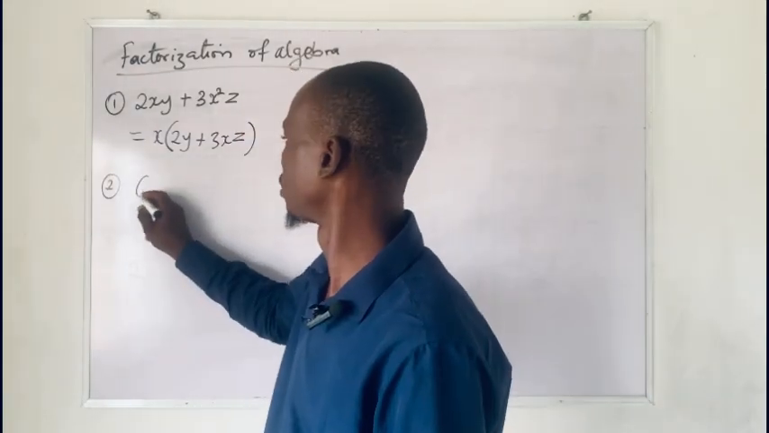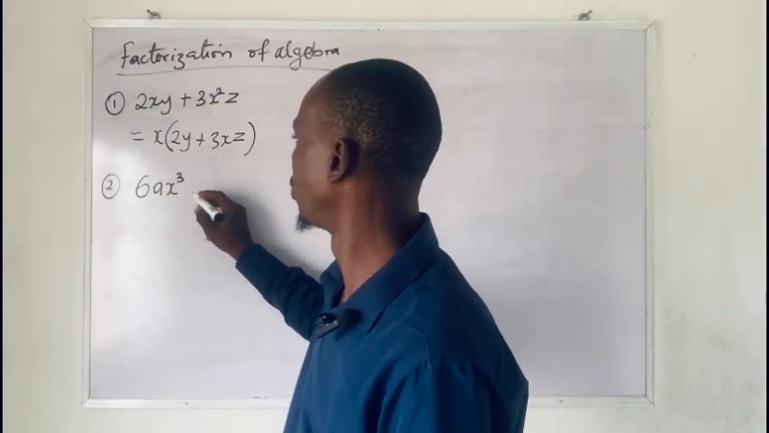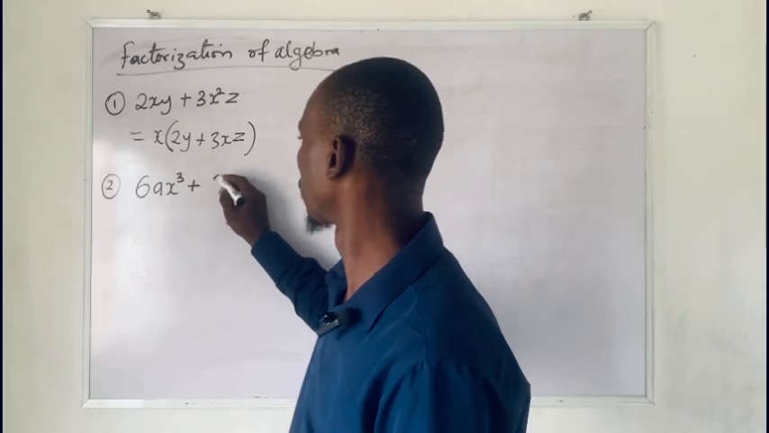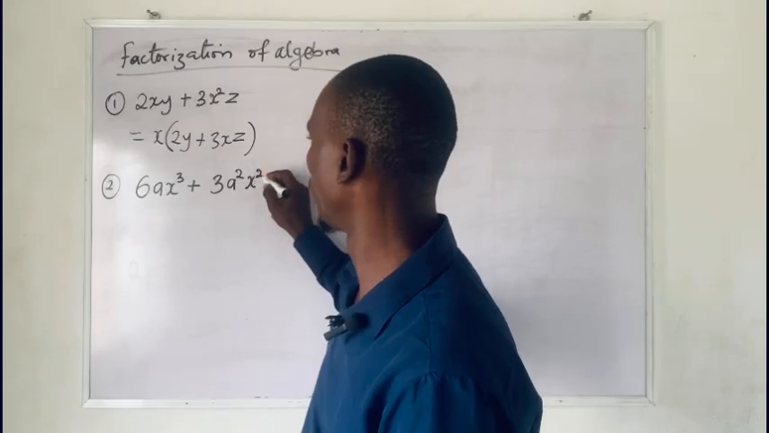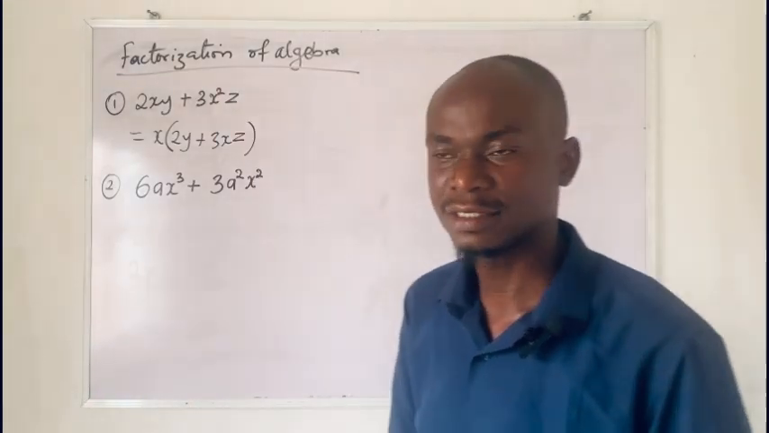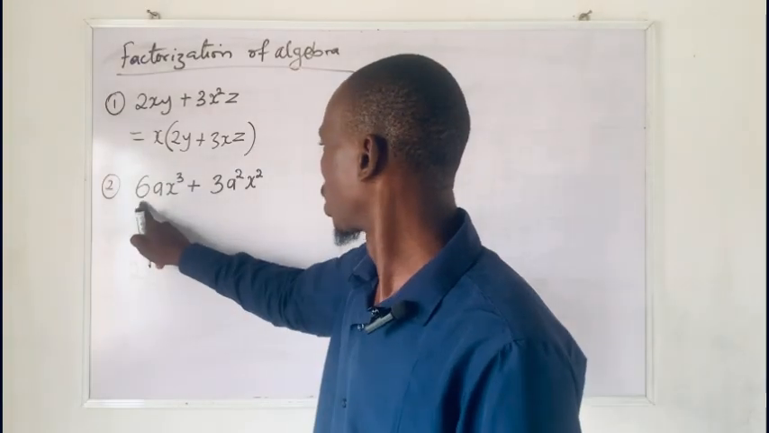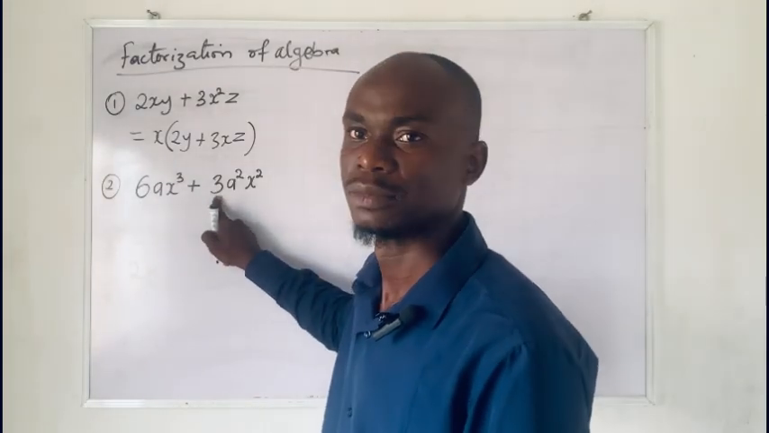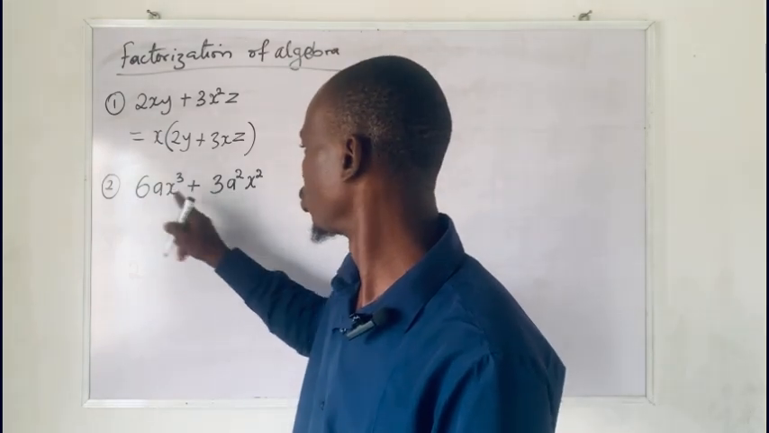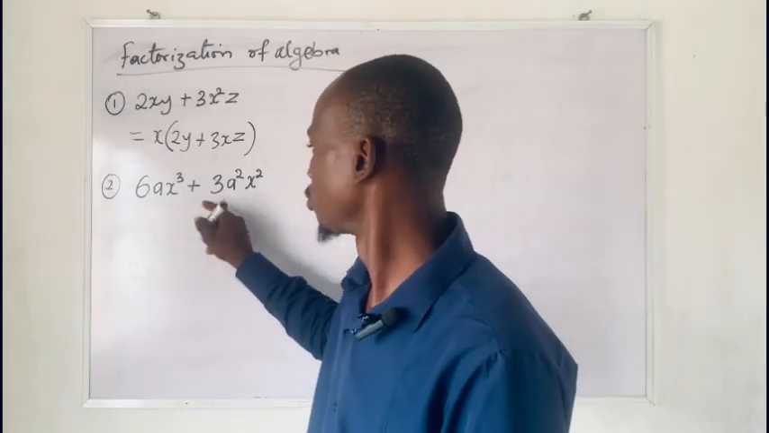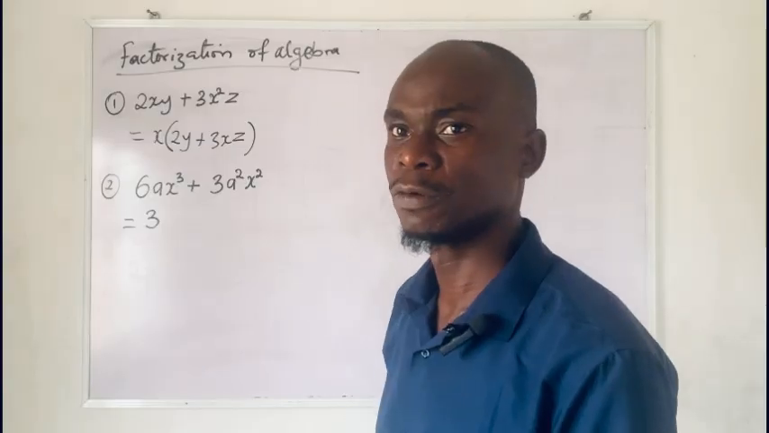So I can have 6ax cubed plus 3a squared x squared to be factorized. Okay, so we start with the number. What can divide the both of them? 3, if you check. 3 divided into 6 will give us 2. 3 divided into 3 will give us 1, right? So we can pick 3 as one of the terms, the highest common factor.